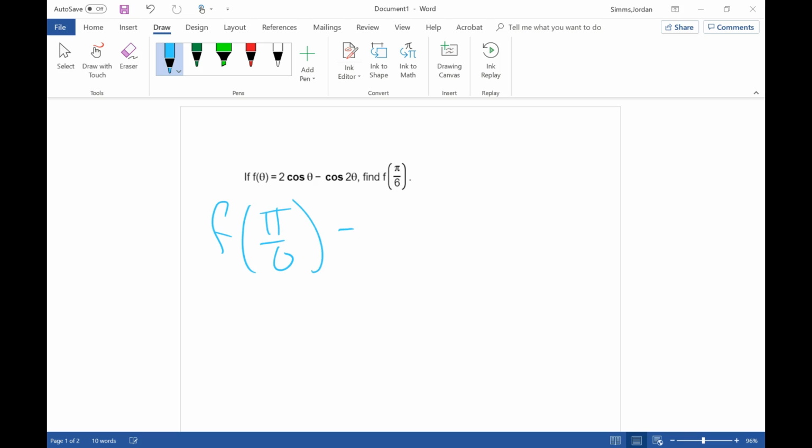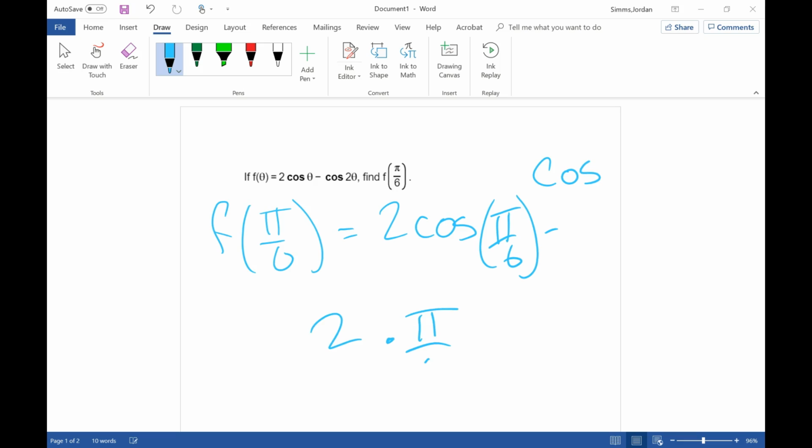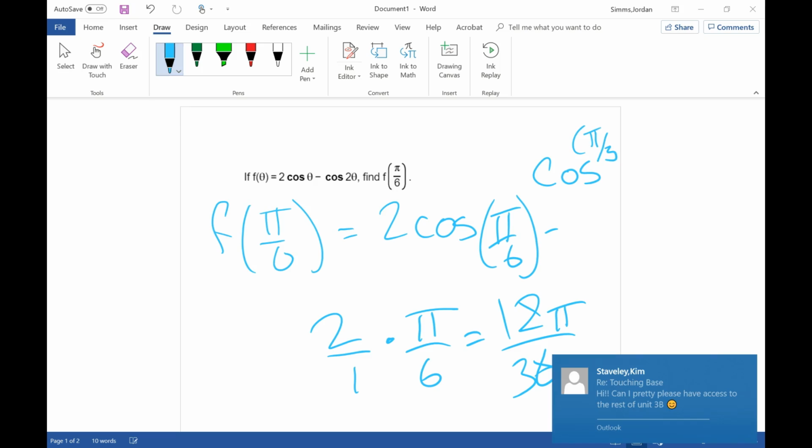Okay? So that's going to be equal to 2 cos pi over 6 minus the cosine. Now this here, 2 times pi over 6, that's like 2 over 1, so that would equal 2 pi over 6. And then we can just reduce that fraction to pi over 3. So it's really minus cos, I'll write it up here, pi over 3, like so. Okay?